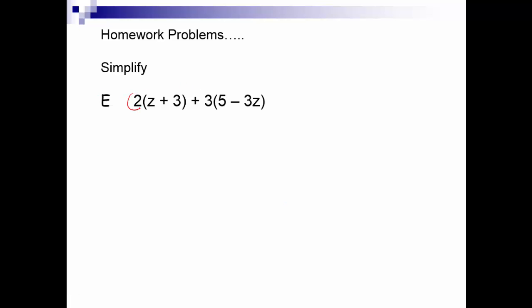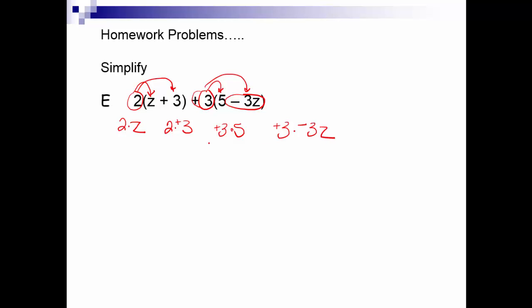This, we need to distribute the 2 through the first set of parentheses and the positive 3 through the second set of parentheses. So that's 2 times z, and then that's 2 times a positive 3. And then here I'm distributing a positive 3 through, so that's positive 3 times 5. And if I circle the sign that goes with the number, that's a positive 3 times a negative 3z.